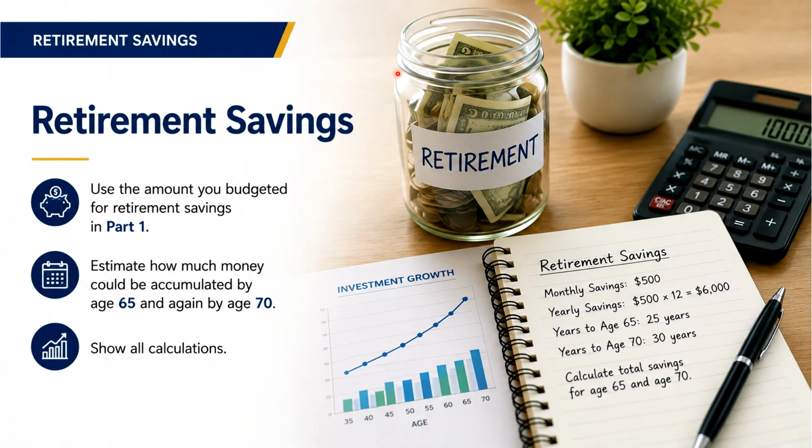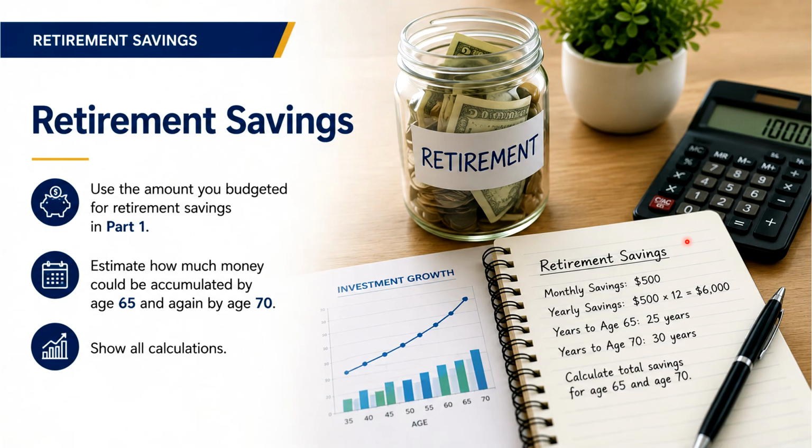The next task in Part 2C focuses on retirement savings. Locate the amount you budgeted for retirement savings in Part 1, Table 2. Use that monthly savings amount to estimate how much money could be accumulated by age 65 and again by age 70. Begin by calculating how much is saved each year. Then, determine how many years remain until age 65 and age 70. Follow the directions provided in the assignment and show all calculations.